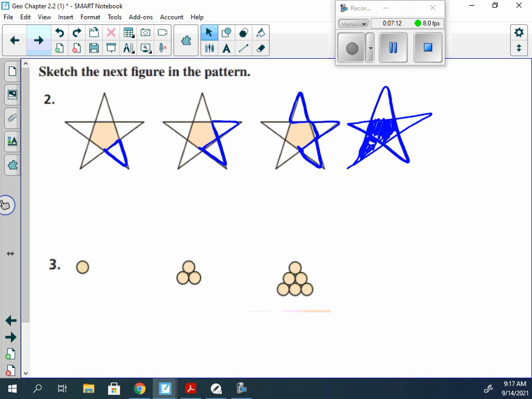Now, if we did it one more, what would it be? Right, it would just be the middle that would be shaded, because we'd made it all the way around if we wanted to do one more.